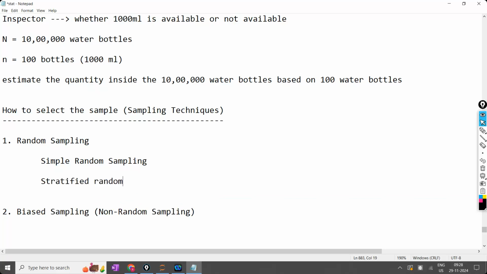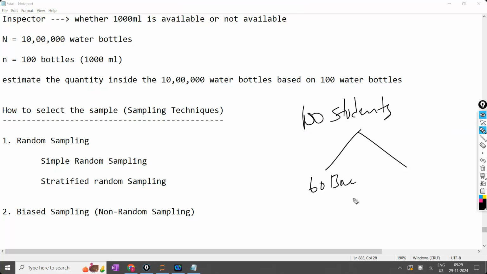random sampling. What is meant by stratified random sampling? For example, in this class, I want to select two students. Instead of selecting two students who are only boys, I'm going to select one girl and one boy. For example, in this class, a total of 100 students are there. Out of 100 students, tell me approximately how many girls and how many boys. No need to say exactly. Tell me some number. Assume 60 boys and 40 girls. This is the scenario.